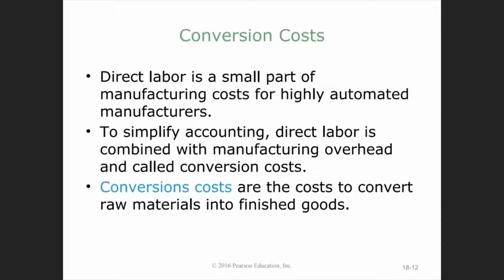Conversion cost. Direct labor is a small part of manufacturing cost for highly automated manufacturers. To simplify accounting, direct labor is combined with manufacturing overhead, and it's called conversion cost. So conversion costs are the cost to convert raw materials into finished goods. Can anyone think of an example of conversion cost?